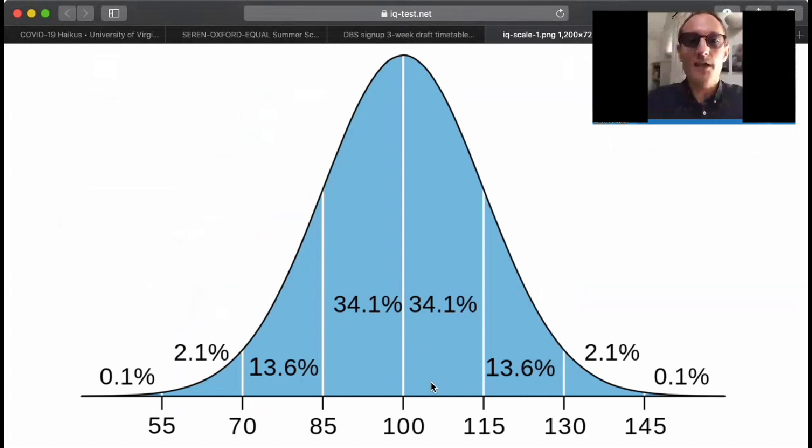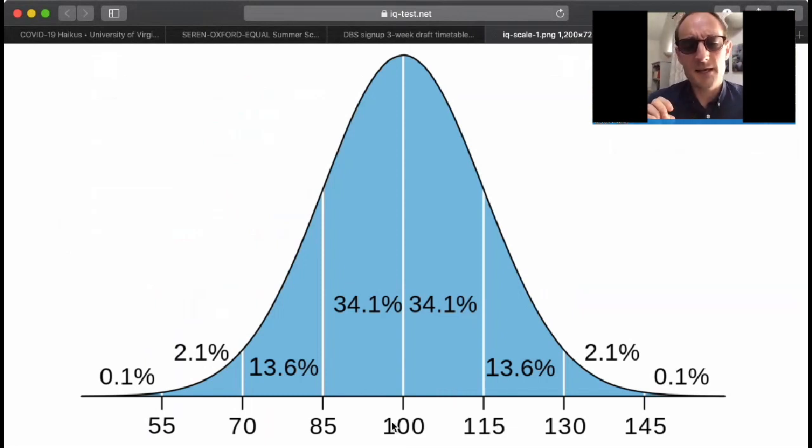The first two white lines on either side of that median point describe a single standard deviation either above or below that mean. And in that, 68% of the population will sit. So the vast majority of people will be one standard deviation above or below 100 IQ, which means between a range of 85 to 115.